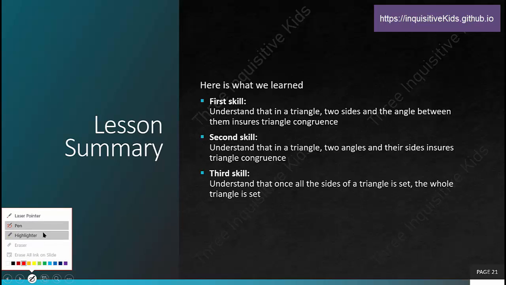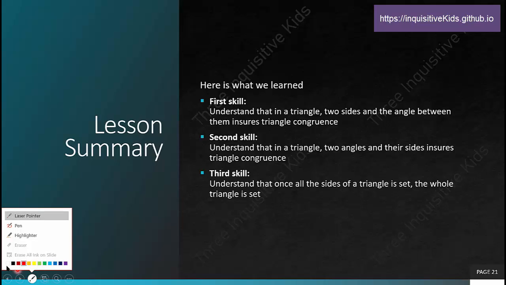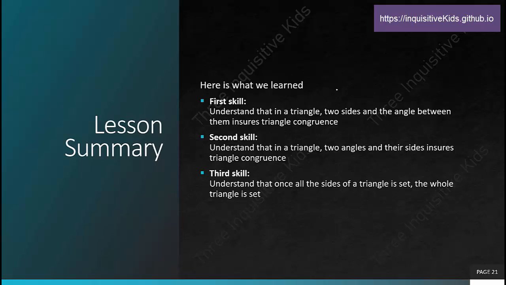And the lesson summary for today is: understand that in a triangle, two sides and the angle between them ensures triangle congruence. Understand that in a triangle, two angles and their sides ensure triangle congruence. And third skill, understand that once all the sides in a triangle are set, the whole triangle is set. S, S, S. So today is our last lesson talking about these three ways, but we still have one more lesson, which is going to be the next lesson in this chapter.